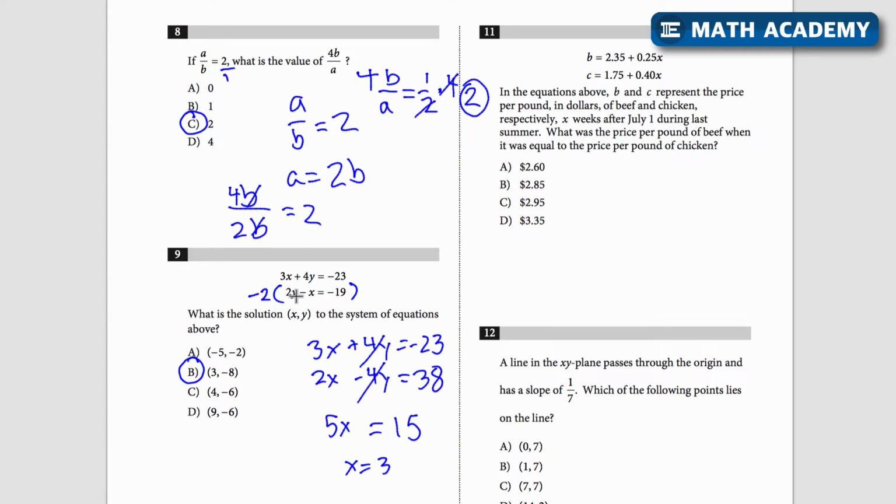Let's just double check to make sure that's going to be the right equation. 3 times 3, that's going to be 9 plus 4y equals negative 23. I'm going to subtract 9 on both sides, and this would turn into 4y is equal to negative 32. Divide by 4, y equals negative 8. Yep, that matches. Great.